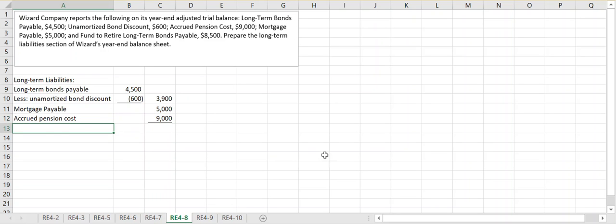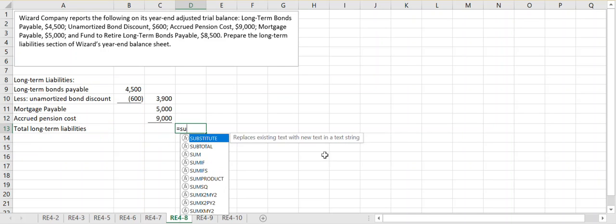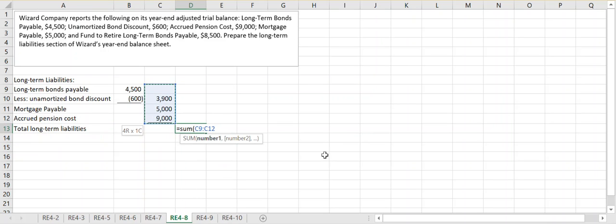And our accrued pension cost is that $9,000. So we total up those to get our total long-term liabilities. And again, it goes into our total column here. And we have a total of $17,900 that we have longer than a year to pay back. That is what we classify our long-term liabilities for.